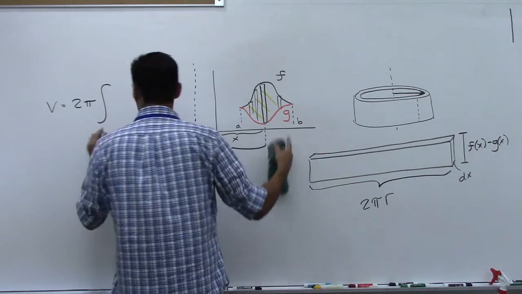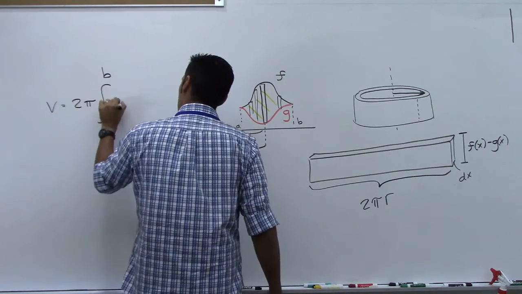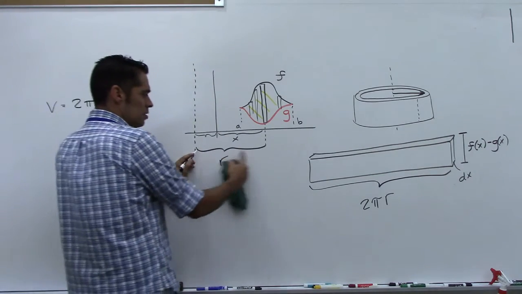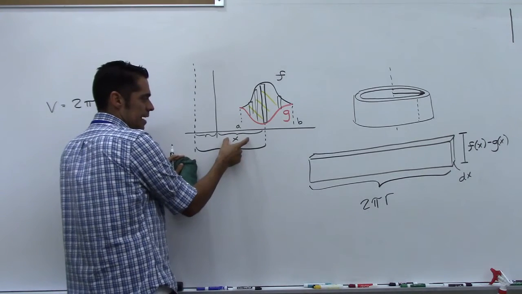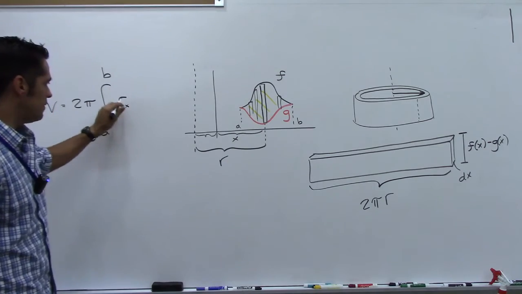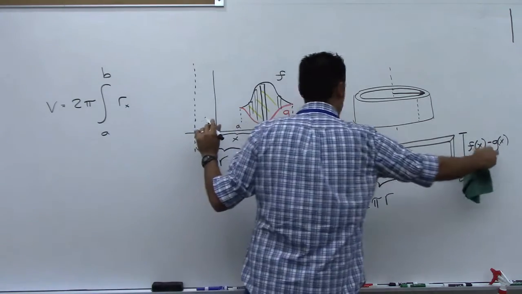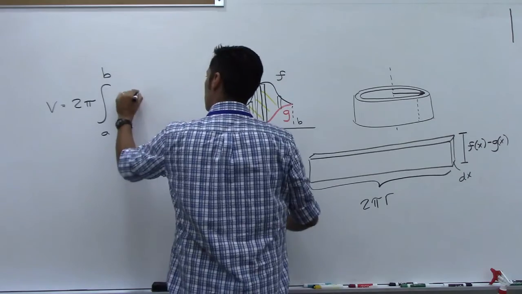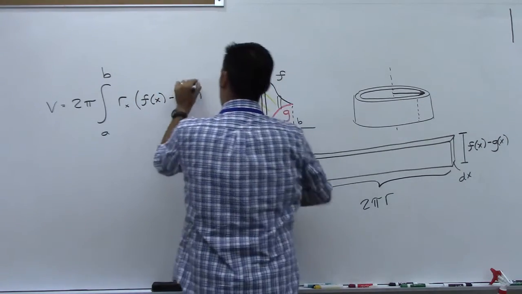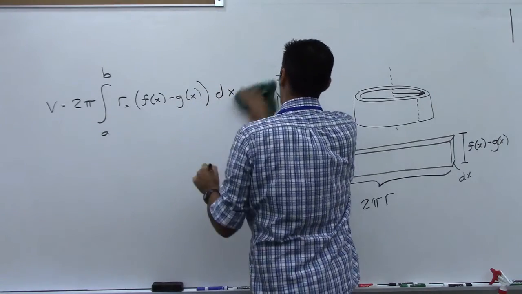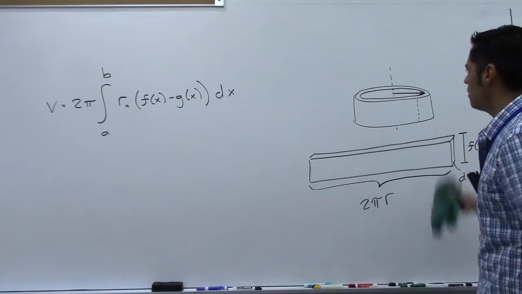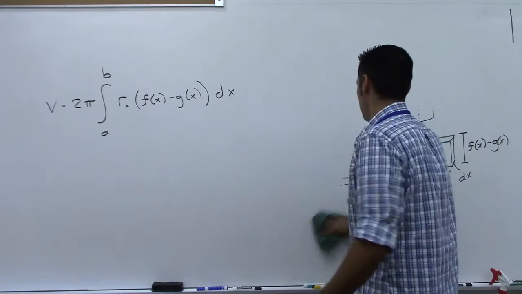We're going to go from a to b. And then this radius, I can't pull out. It's not a constant. The radius is most likely or always going to contain x in it. So this is some function of x. I'll put r of x here just so you realize that that's a function of x. And then times the f minus the g, and then dx. And that's our new formula for using this method. So let's keep that in mind as we move forward, and I do a couple of examples.